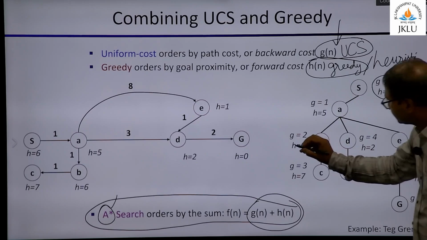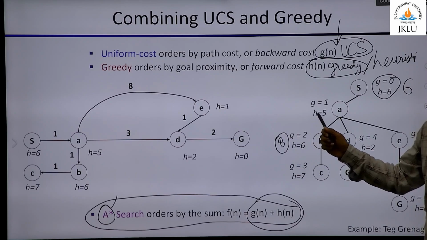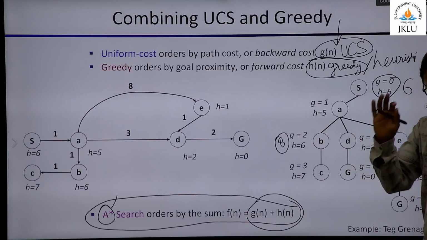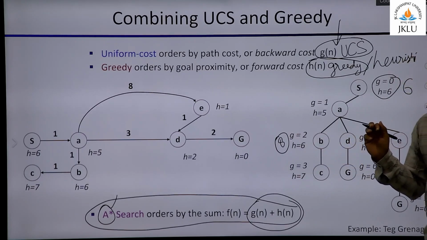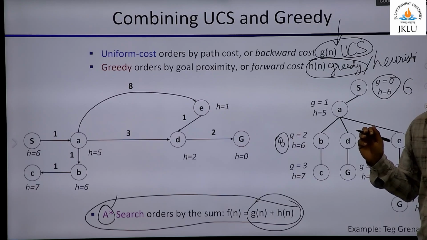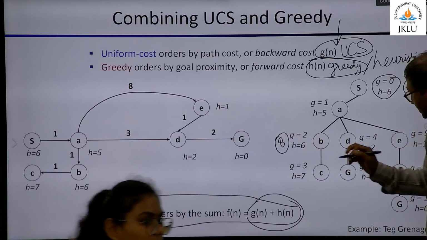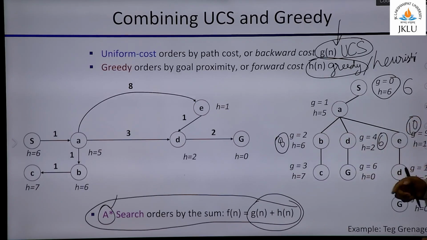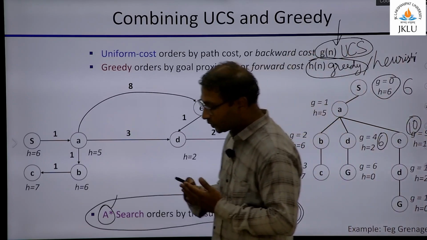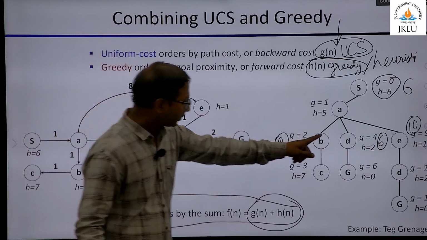This is 8. Why 8? 2 plus 6. So anybody who thinks they are not with me, all I am doing is just adding these two values, and whichever is the lowest, just go there. So 2 plus 6 is 8, this is 6, and this is 10. B, D and E are in my fringe right now. Which one do I explore first? D, I go to D.